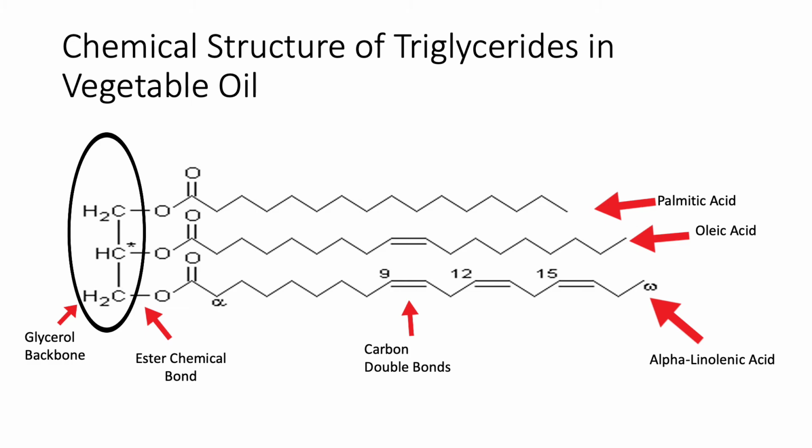Next, we're going to look at the chemical structure of triglycerides, which are the main component in vegetable oil. Triglycerides contain a glycerol backbone with three long-chain carboxylic acids connected through ester chemical bonds. In the case of vegetable oil, we have palmitic acid, oleic acid, and alpha-linolenic acid. These carboxylic acid chains can contain carbon double bonds, and these carbon double bonds affect the melting temperature of the triglyceride.